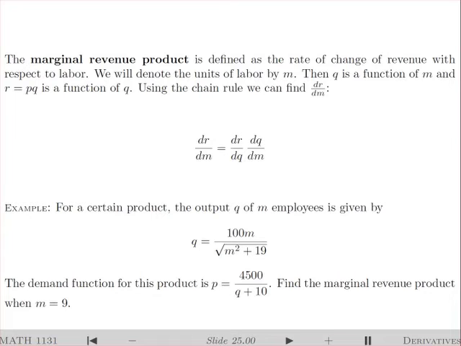So by composition, we can express R as a function of M. And we can use the chain rule to find dR over dM, the rate of change of R with respect to M, which mathematically is the marginal revenue product. So dR over dM is dR over dQ times dQ over dM. In a typical calculation problem, like in the example we are about to do, Q is given as a function of M. In our problem, Q is 100M over the square root of M squared plus 19. Then we have the demand function in this problem, P equals 4500 over Q plus 10, and I have to find the marginal revenue product, dR over dM, at some level, in this case M equals 9.